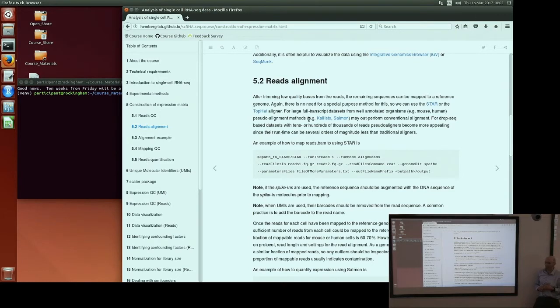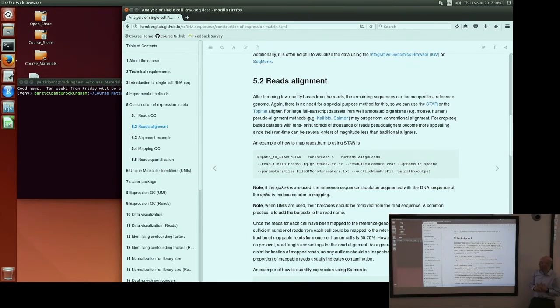Typically, what we have observed in the experiments that we've looked at with human and mouse data is that you will get around 60 to 70% of the reads uniquely mappable. But again, it depends on the protocol, on the read length, and the settings for your aligner. So it's very difficult to give general hard rules for that.